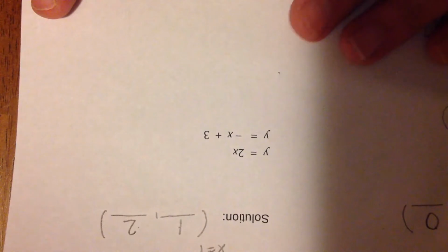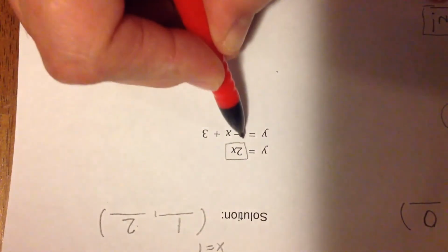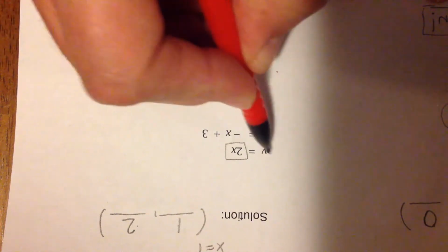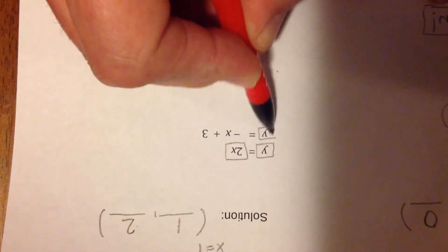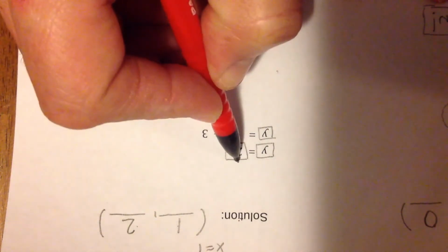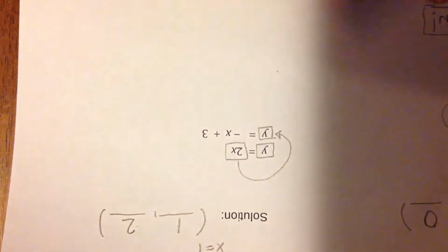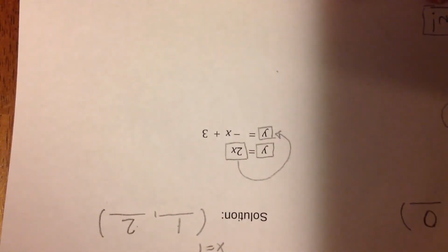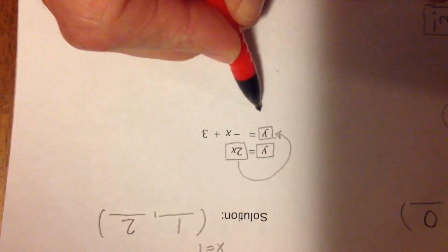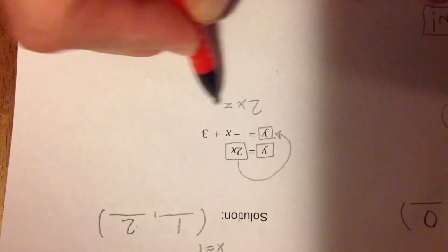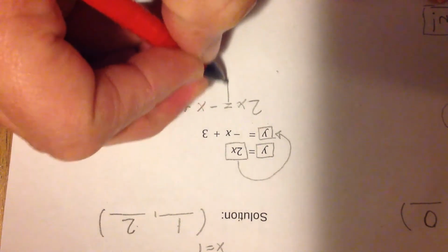Alright, last one. I have y equals 2x and y equals the opposite of x plus 3. So again, y is 2x, but y is also the opposite of x plus 3. So I am just taking this 2x right here and substituting for this y right here. So I'll take my 2x and put it here, equals the opposite of x plus 3. 2x equals the opposite of x plus 3.